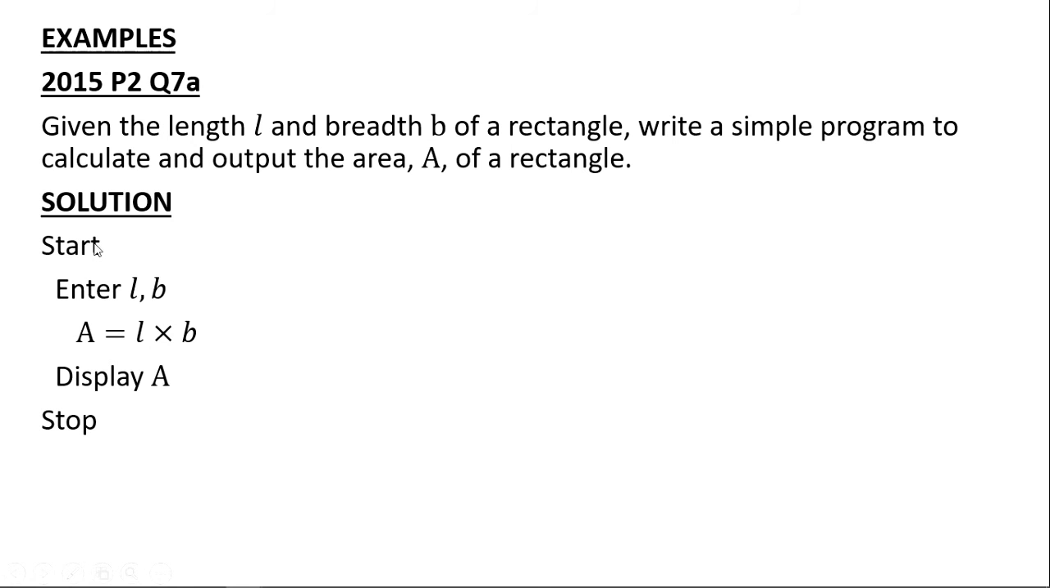So you start, leave one step forward, put your input, enter L and B, move one step, put your processing, which is the formula A equal to L times B. Then the input and output must be in a straight line. The start and the stop must also be in a straight line like that.